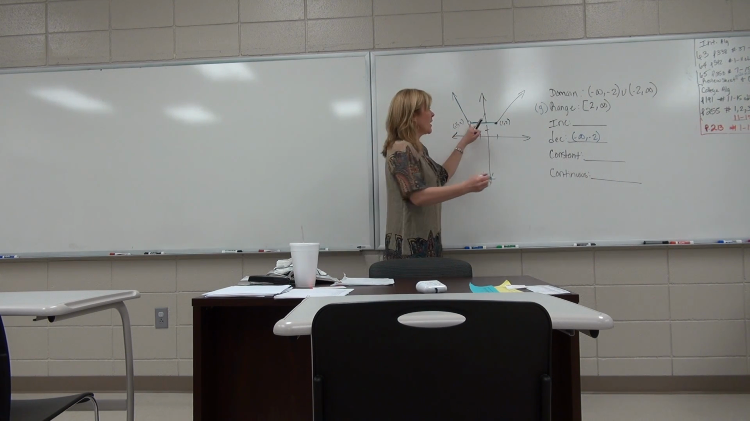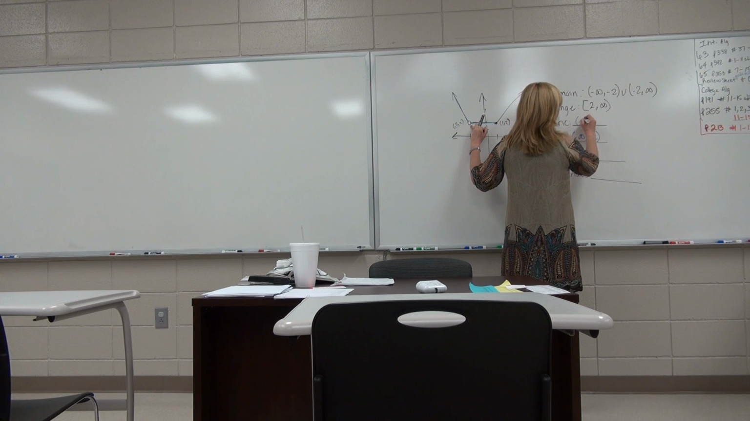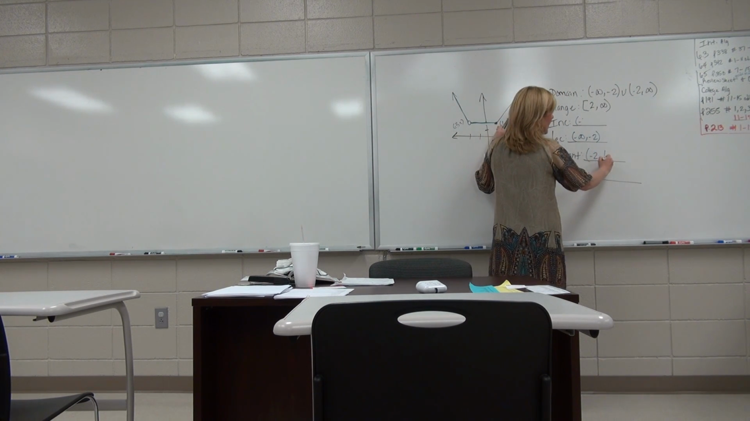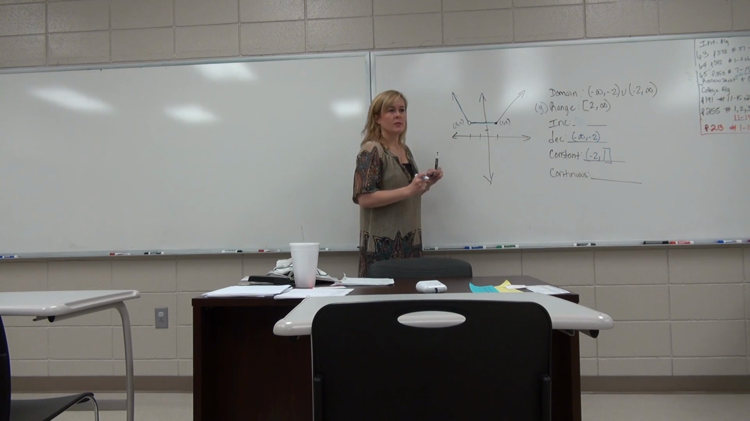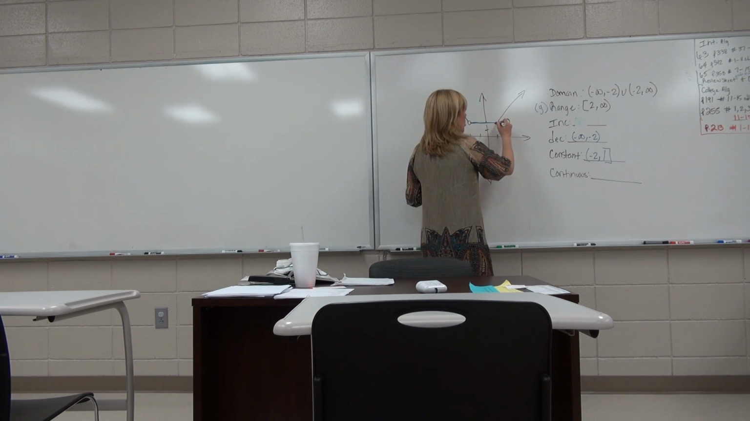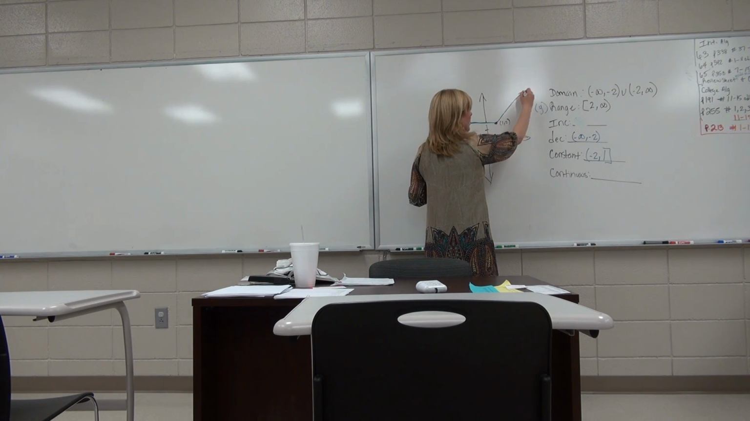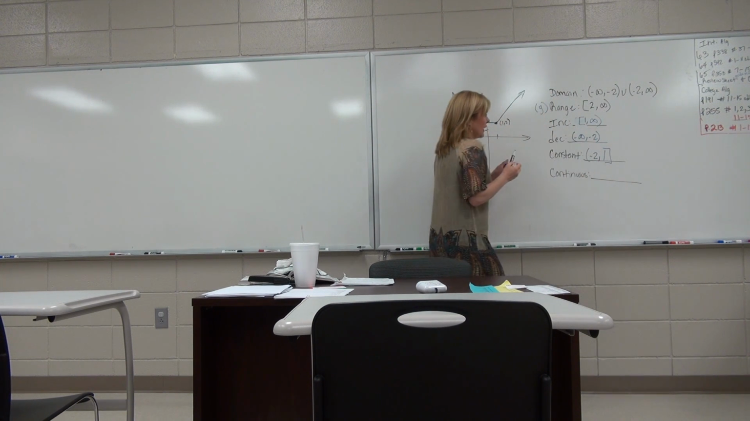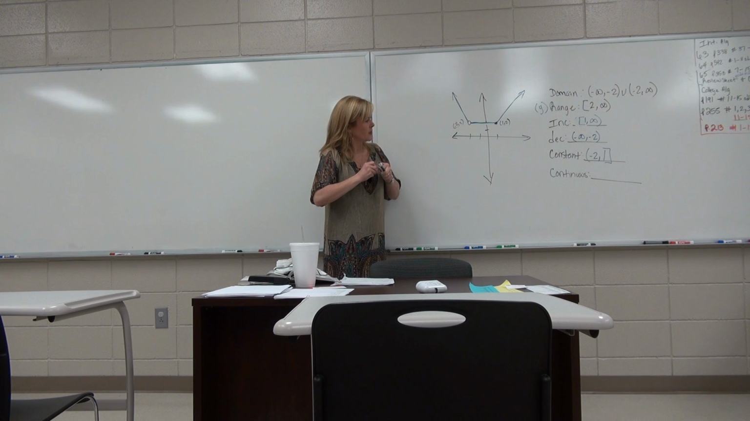Good deal. So from negative 2, which has a parenthesis, over to 1, and 1 will have a bracket because 1 is included. Right? 1's a solid dot. It's included in my graph. Now what is it doing here from 1 on to infinity? Increasing. Now 1 was included, so I'll put a bracket on that 1, and it goes to infinity.